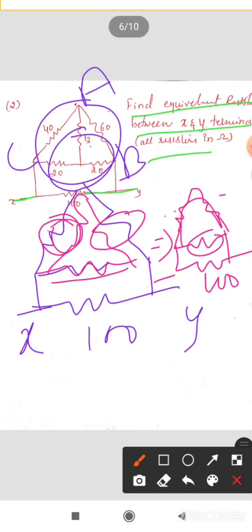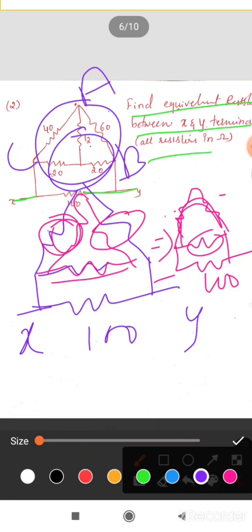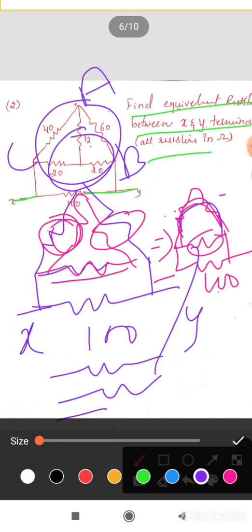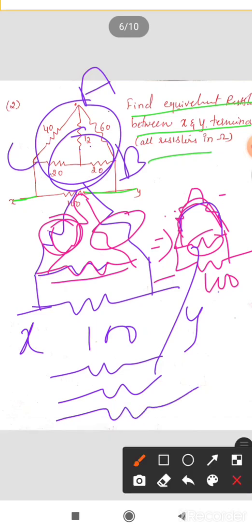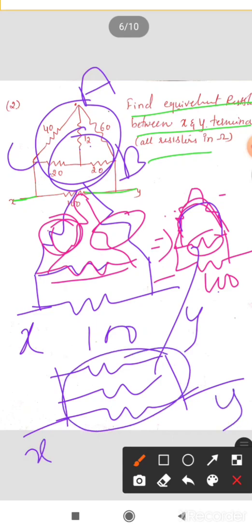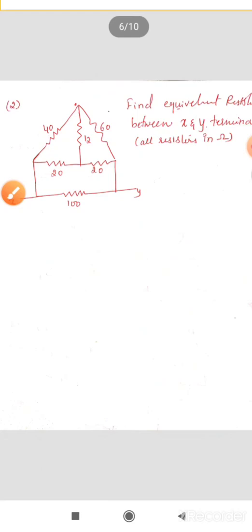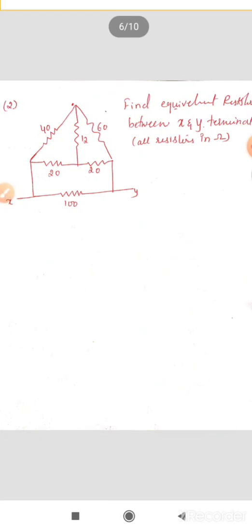These two will be in series. You can take that, this resistance, and this 100 ohm resistance. By taking these three, you get X and Y. These three are in parallel, so take the equivalent parallel combination resistance. That will be your equivalent resistance between the X and Y terminals.